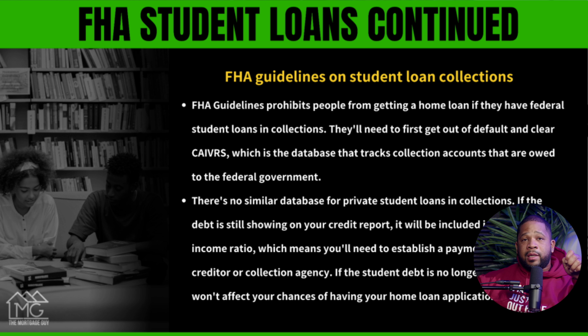FHA guidelines prohibit people from getting a home loan if they have federal student loans in collections. They'll need to first get out of default and clear the CAIVRS, which is the database that tracks collection accounts that are owed for federal student loans. So long story short, if you're in collections or you're in default, you ain't getting no FHA loan. So make sure you clear that up.